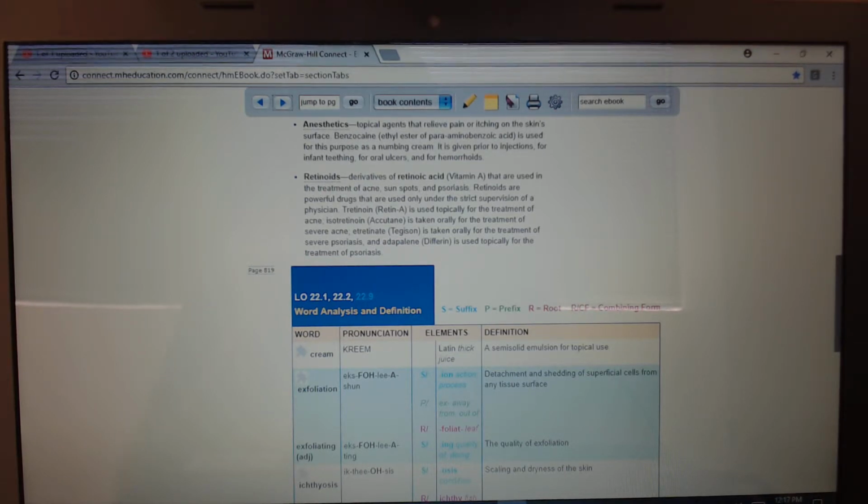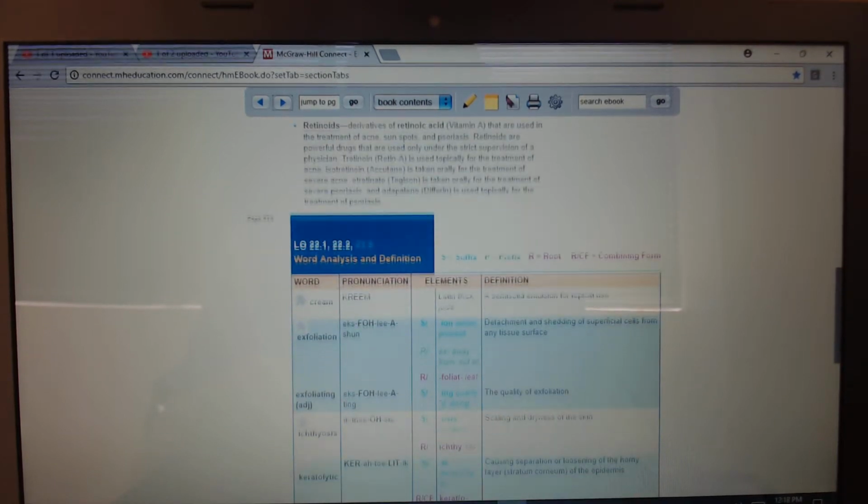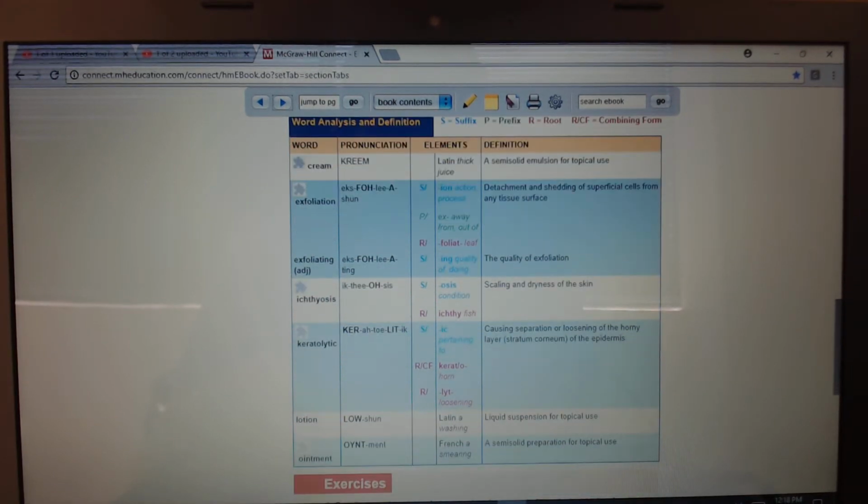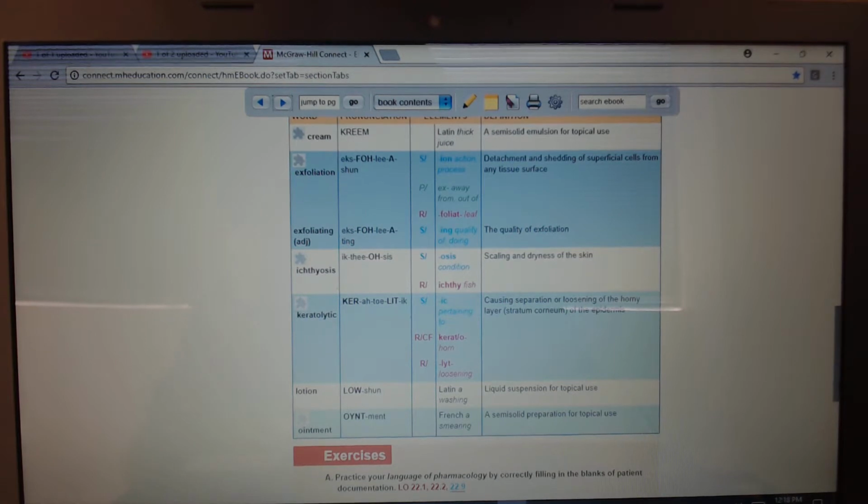Acitretin, Soriatane, is taken orally for the treatment of severe psoriasis. And adapalene, Differin, is used topically for the treatment of acne. Cream comes from the Latin term for thick juice, a semi-solid emulsion for topical use. Exfoliation, folium is leaf, is detachment and shedding of superficial cells from any tissue surface.